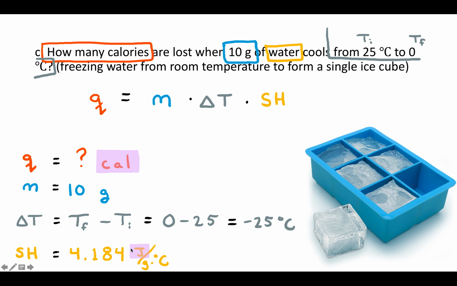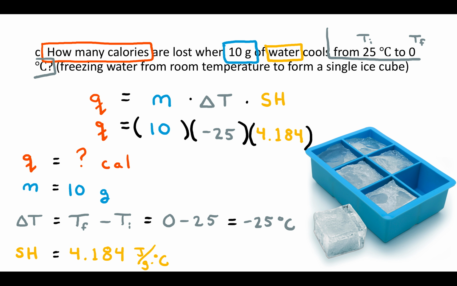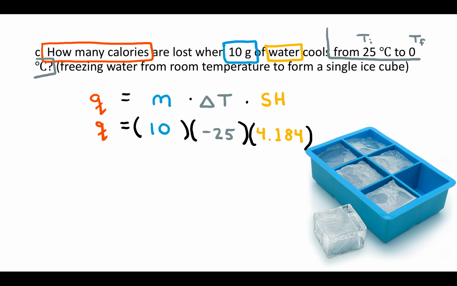But the grams match with the grams, and the degrees Celsius in delta T match with the degrees Celsius in specific heat. So the rest of the units match, and we can plug the numbers into the equation. So Q is going to equal 10 times negative 25 times 4.184. If you plug all that into a calculator and hit enter, you'll get negative 1046. And remember, the units out of that are coming from the units for specific heat, and they're joules.